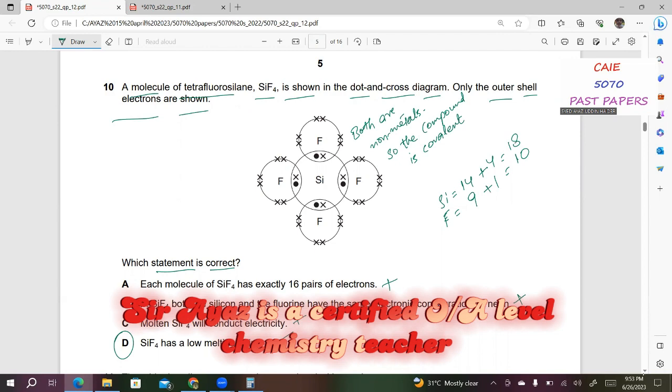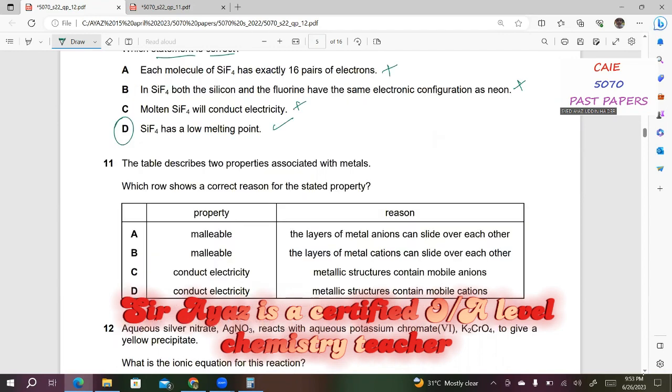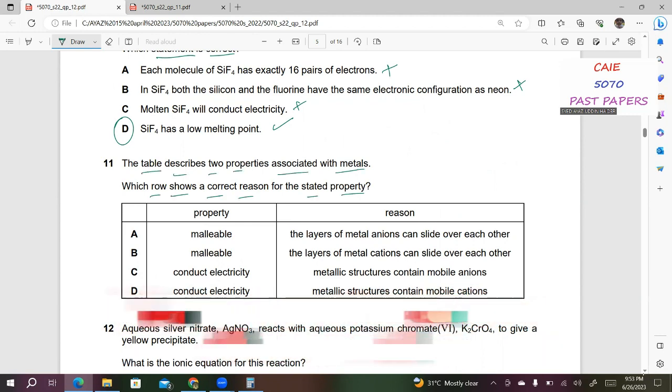Number 11. The table describes two properties associated with metals. Which row shows a correct reason for the stated property? A. Property: malleable. Reason: the layers of metal anions can slide over each other. This is wrong. B. Property: malleable. Reason: the layers of metal cations can slide over each other. This is the right statement.